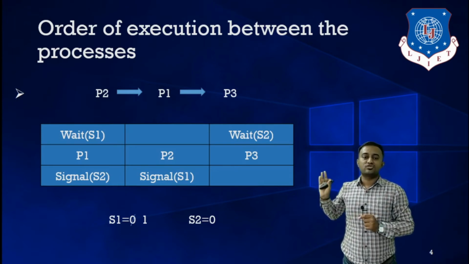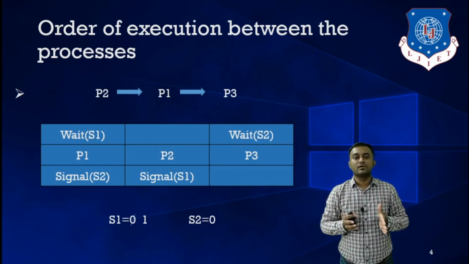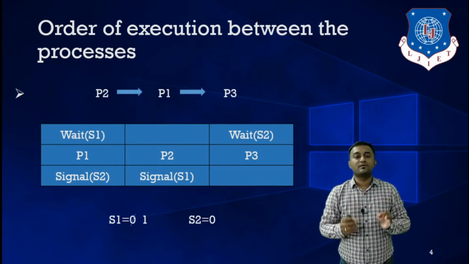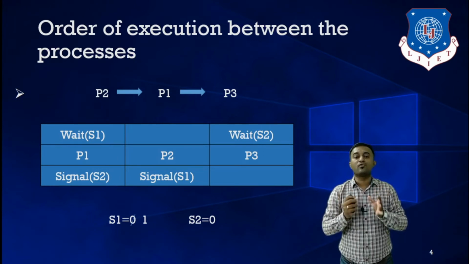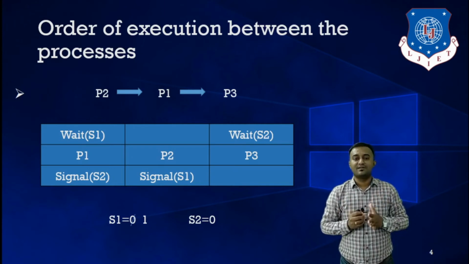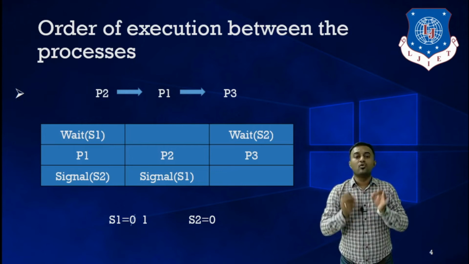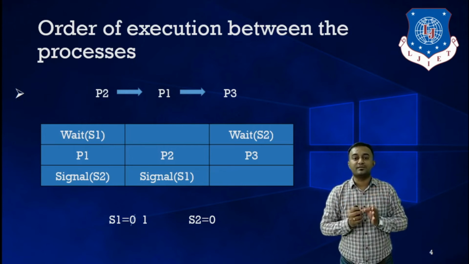So S1 and S2 are nothing but two semaphore values, and the initial value of these two semaphores is initialized to 0. Why is it initialized to 0? I am telling you, because in this case we are using semaphores not to resolve the critical section problem. We have already discussed in the previous session that if you want to resolve the critical section problem using a semaphore, the semaphore value would be initialized to 1.